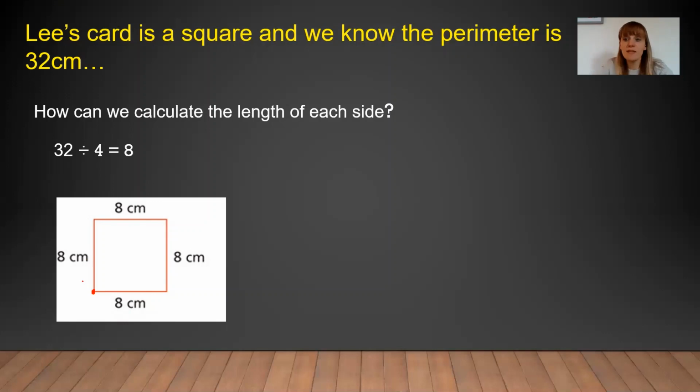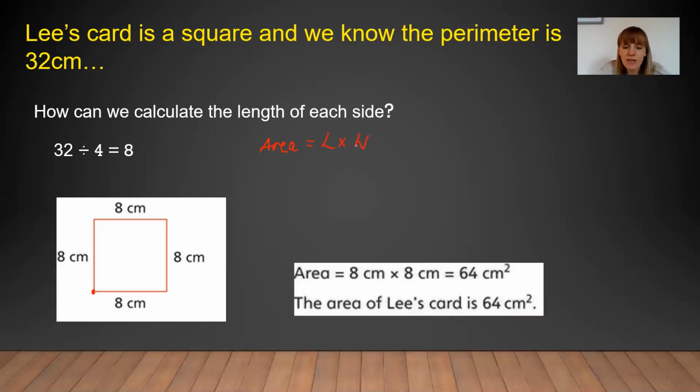and that will give us the perimeter for that shape. Now, the original question though was saying, what's the area of Lee's card? Now, remember, if we want to work out the area of a shape, we need to take one of the lengths and multiply it by one of the widths. Okay, so here we could do 8 times 8, which gives us 64. So the area for Lee's card is 64 centimetres squared.